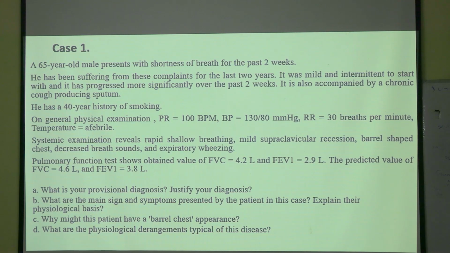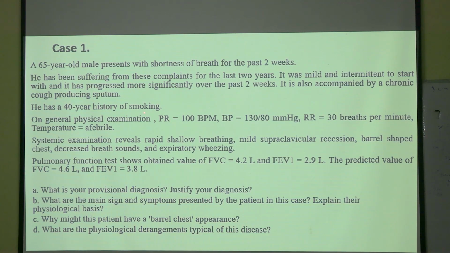What information is given in the first case? A 65-year-old male presents with shortness of breath for the past 2 weeks. He has been suffering from these complaints for the last 2 years. It was mild and intermittent to start with, and it has progressed more significantly over the past 2 weeks. It is also accompanied by a chronic cough producing sputum, right? What other information is given? He has a 40-year history of smoking.